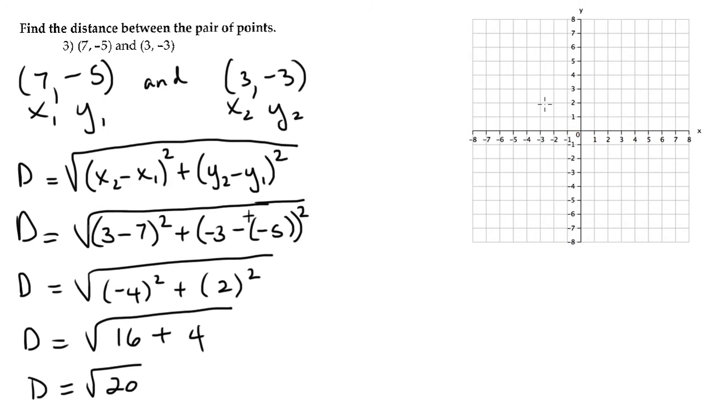Second approach, you can utilize a graph to do this. I'm going to plot these 2 points. (7, -5) is right there. (3, -3) is right there. Right? (7, -5), (3, -3). I'm going to join these 2 points with a segment. It's hard to do on this tablet. Don't judge me. Doing my best.